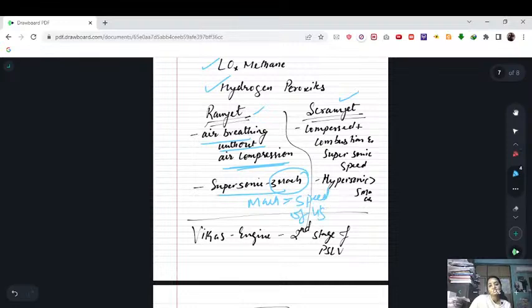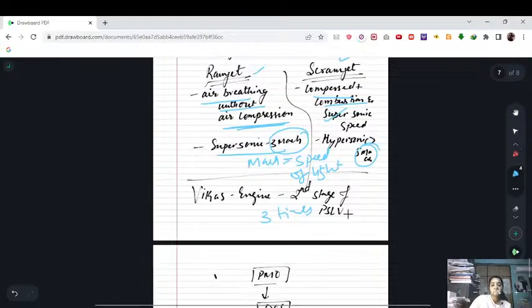That means the ramjet engine can give a speed of 3 times the speed of light, while the scramjet engine uses both compression and combustion, and thus gives a supersonic speed as well as hypersonic speed of about 5 Mach, that is 5 times the speed of light. Now you should also know about the Vikas engine, which is used in the second stage of PSLV. So Vikas engine is related with PSLV.